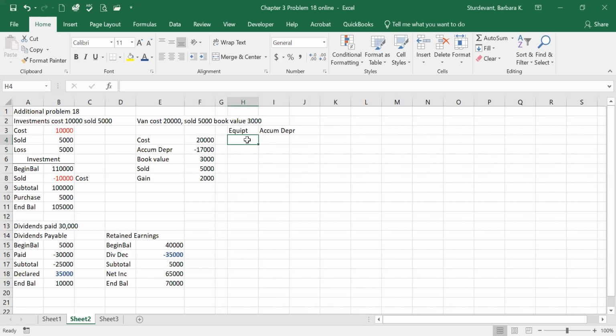All right, so I'm going to go and I'm going to get my beginning balance. Let's see, what do we have? Equipment is 240. Ending balance is 320.